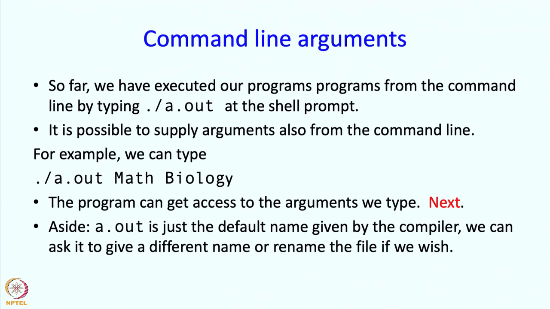By the way, a.out is just the default name given to our program after compilation by the compiler. Okay. We can ask the compiler to give it a different name if we wish, or we can rename the file ourselves explicitly. But just to keep things simple, we are assuming that we are using the name that the compiler gives to the executable program that it creates on compiling our program.